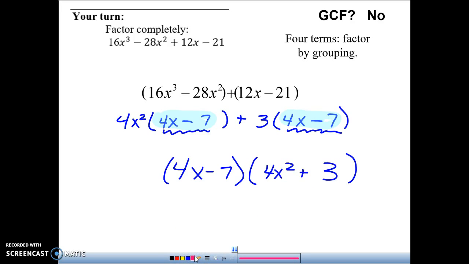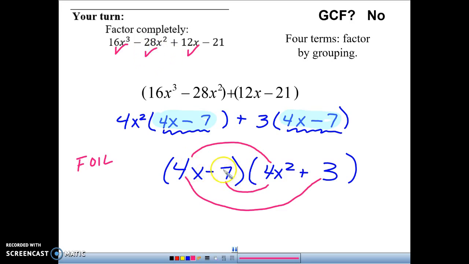I always want you to check your answers before you go on. And I'm going to use FOIL. Since this is a binomial times a binomial, that little memory aid called FOIL will work. When I multiply my front 2 terms, I get 16x to the 3rd. FOIL: front, outsides, insides, lasts. When I multiply my outside 2 terms, I get 12x, which is this term. When I multiply my inside 2 terms, I get negative 28x squared. When I multiply my last 2 terms, I get negative 21.